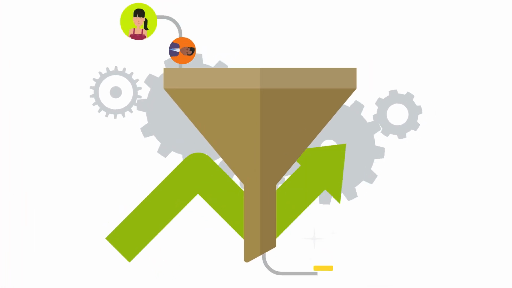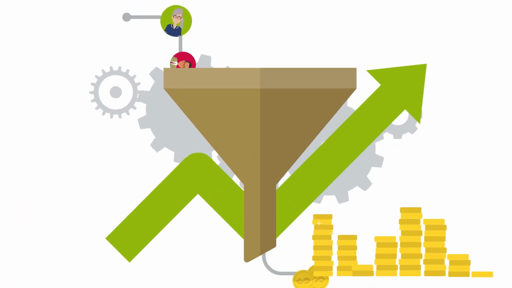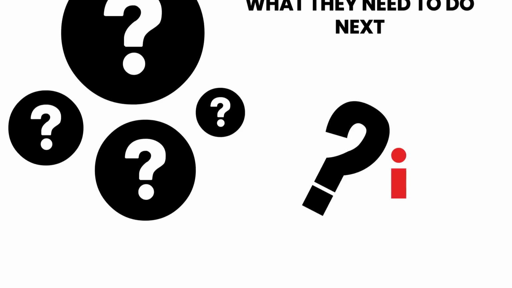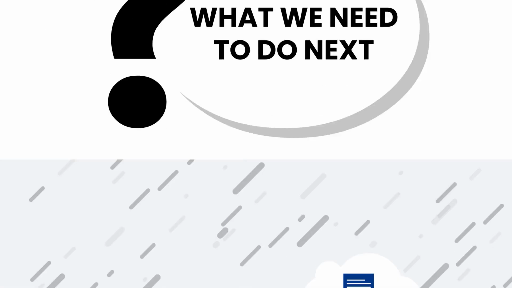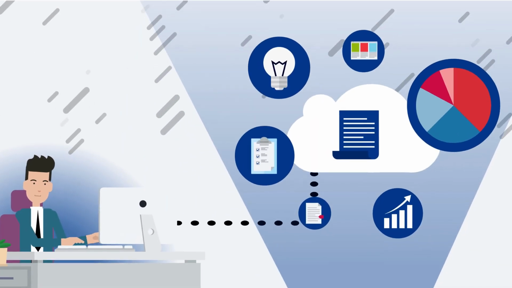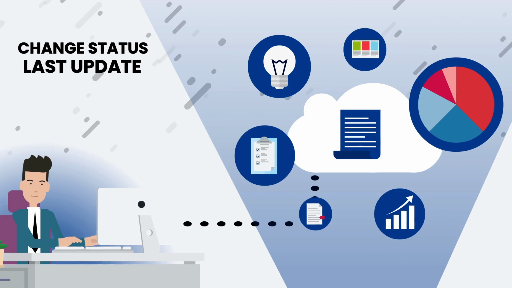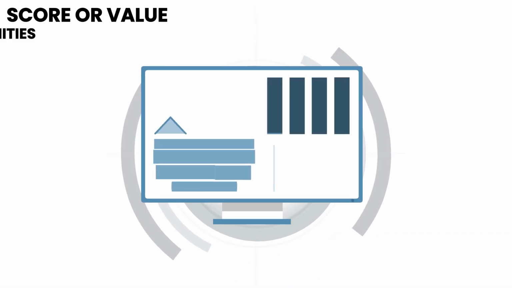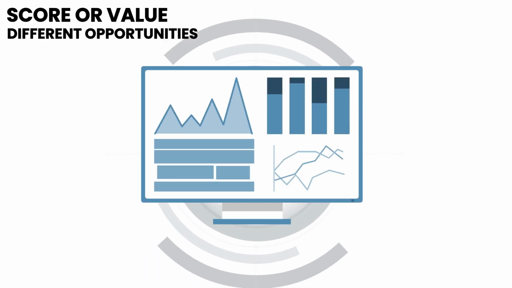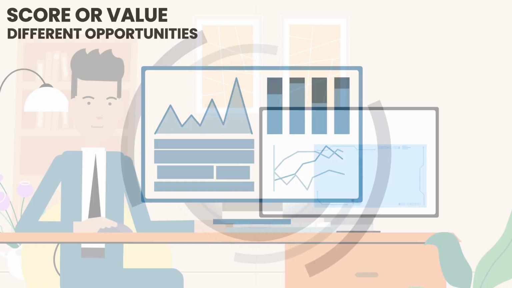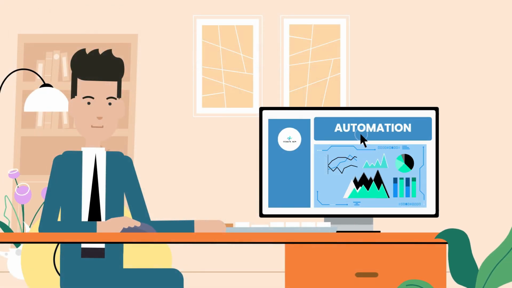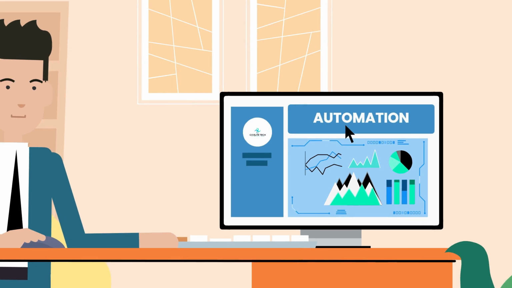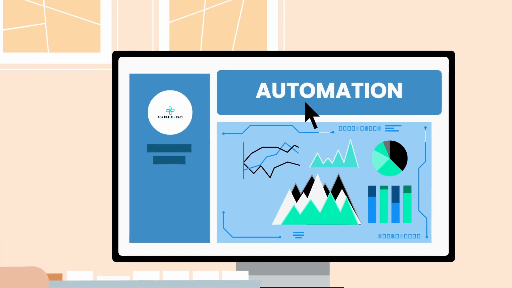So far, we've added new contacts in multiple ways. We've used the opportunities pipeline to keep track of leads, what they need to do next, and what we need to do next. You can also sort leads by last time that they moved, days since last change, status, or days since last update. You can also put a score or value to different opportunities to reflect high-value leads. Once you create an opportunity card and move it through the pipeline, you will trigger automation specific to lead placement.